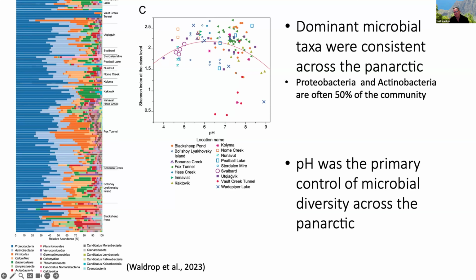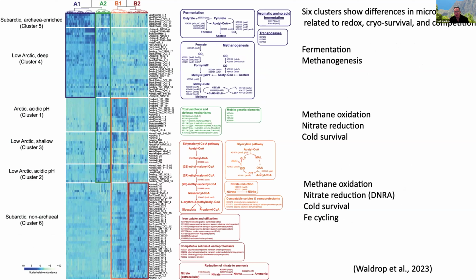Another important aspect of this research showed that there's a unimodal relationship between soil pH and microbial diversity across all sites, where microbial diversity is typically maximized near intermediate or neutral pH. This is a common finding from lower latitude terrestrial environments, and also observed here within the Panarctic. Now we get into a little bit more about the functional genes. What we have here is the relative abundance of the functional genes that differed the most across this entire data set.